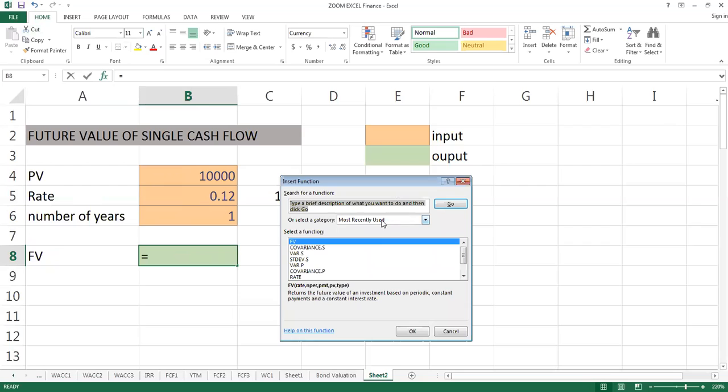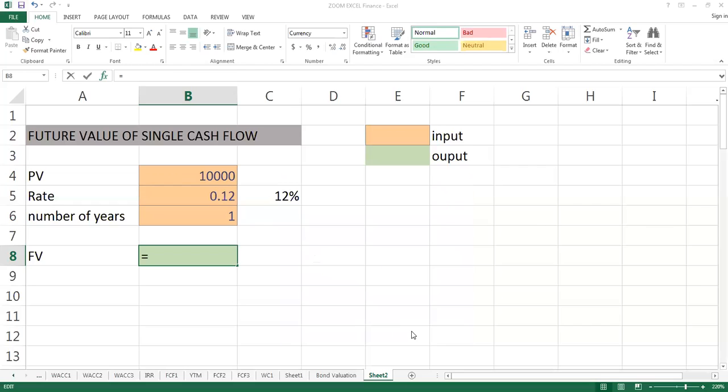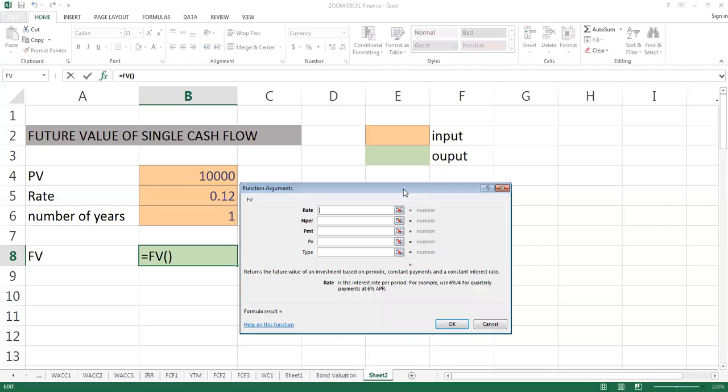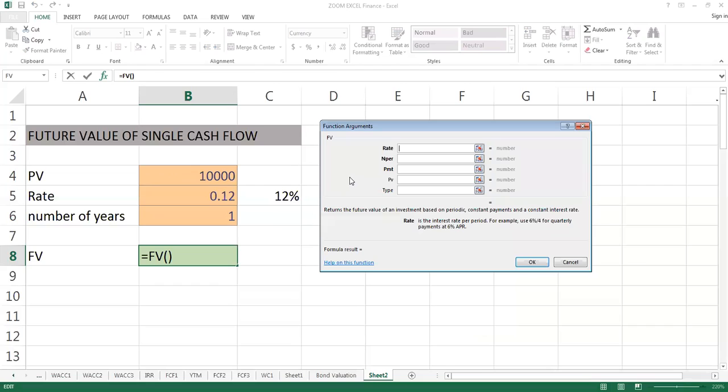Go in the functions, find financial, and in financial, student, you will find future value. So look, this is the future value function which is available. A function argument dialog will appear over here.